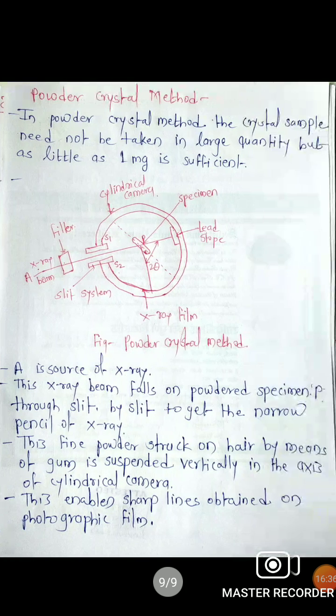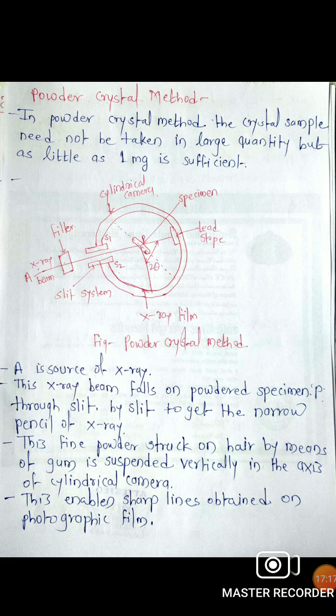Then we see the last method of XRD, the powder crystal method. In that, we use the crystal in powder form here for the XRD. In the powder crystal method, the crystal sample need not be taken in large quantity, but as little as 1 milligram is sufficient. A 1 milligram sample is sufficient there to find out the crystal structure. The powder method was devised independently by Debye and Scherrer in Germany and by Hull in America at about the same time. There is an instrumentation for the powder crystal method.